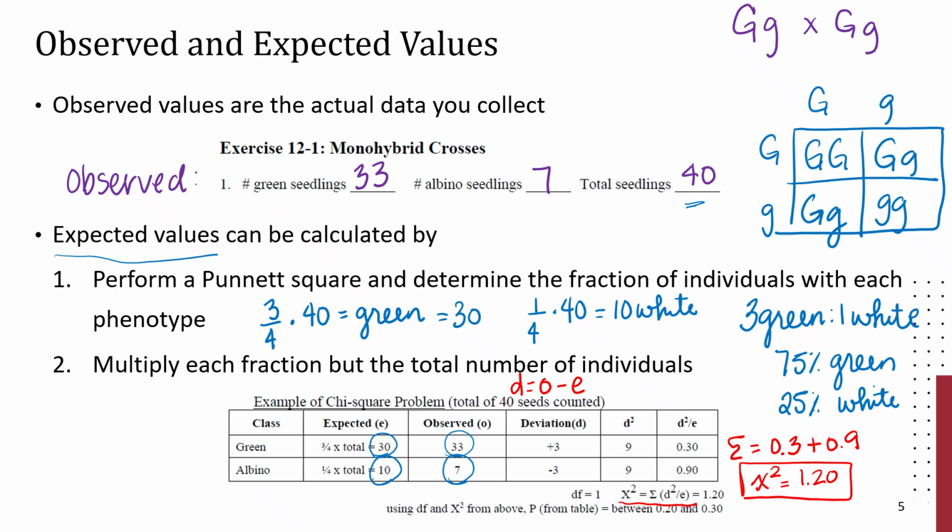We're not done yet, but that chi-squared value is super important. The other thing that we need is our degrees of freedom. So degrees of freedom equals the number of classes minus 1. So we have green and albino, that's 2 classes minus 1. So our degrees of freedom equals 1. We need that for our chi-squared determination of the probability of this outcome actually happening.